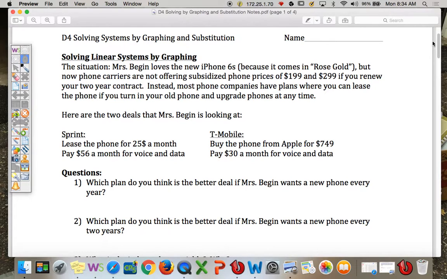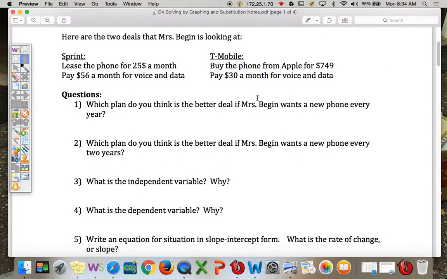Here are the two deals that Mrs. Bayesian is looking at. So the first one is Sprint. You can lease the phone for $25 a month and pay $56 a month for voice and data, or you can buy the phone from Apple at T-Mobile for $749 upfront and pay $30 a month for voice and data.